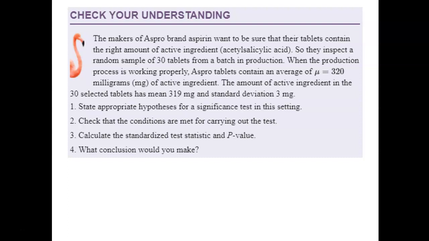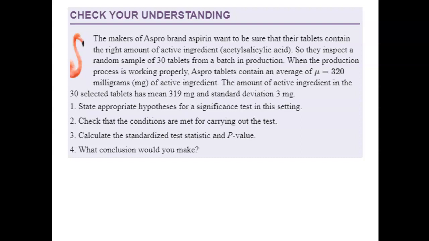So the makers of Aspro brand aspirin want to be sure that their tablets contain the right amount of active ingredient. I'm not even going to pretend to pronounce that. So they inspect a random sample of 30 tablets from a batch in production. Now this is not an experiment, this is a sample, and it's a simple random sample, so mention that in your own little notes. When the production process is working properly, Aspro tablets contain an average of 320 milligrams of the active ingredient. The amount of the active ingredient in 30 tablets has a mean of 319 milligrams and a standard deviation of 3. So they've already found the statistics for your sample. That's very nice. And what they're going to want you to do first is state the appropriate hypotheses for a significance test.